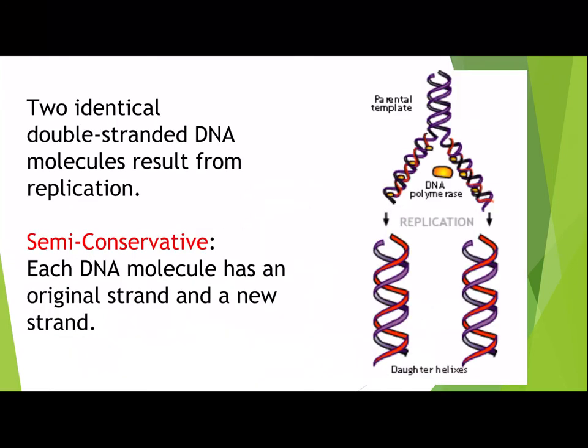So this picture, take a look at it. If you look at the original parent strand, this is kind of what I was saying. We call DNA replication semi-conservative because you're conserving half of the original strand. And in this picture, the red is the new strand and the purple is the original parent strand.